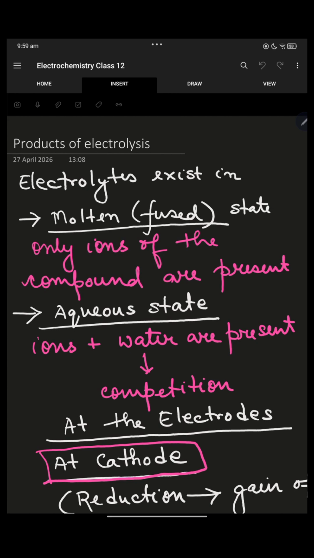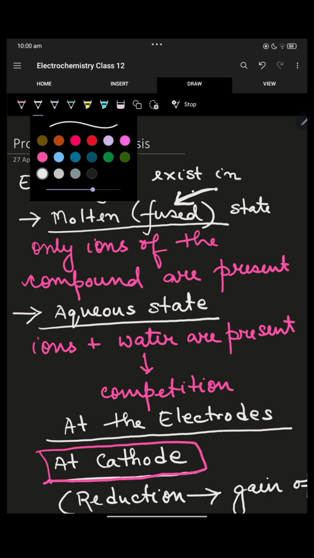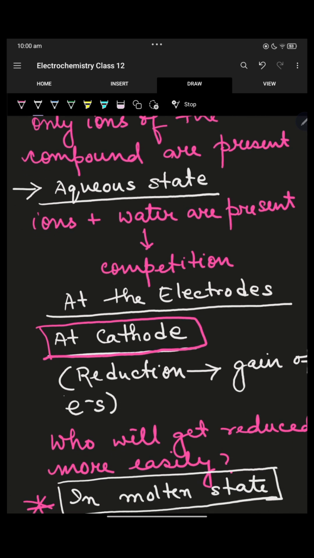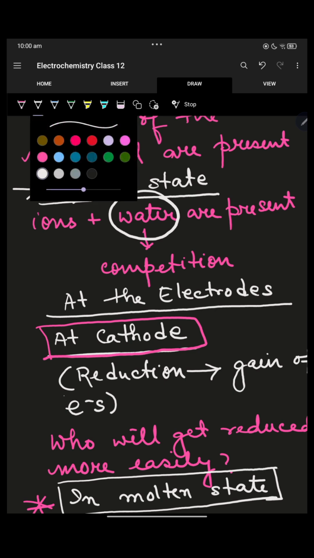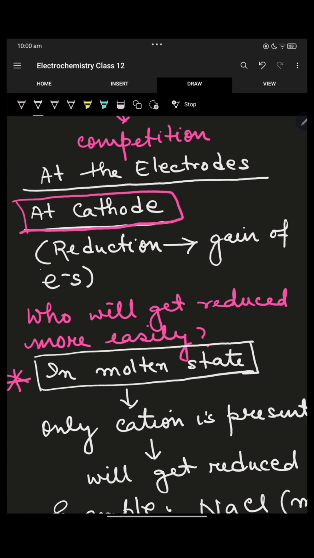In the molten or fused state, only the ions of the compound are present, and not the solvent. In the aqueous state, the ions of the electrolyte are present along with water. So there will be a competition between these ions and the ions obtained from water, as to which one actually gets discharged at the electrodes, at cathode and at anode.